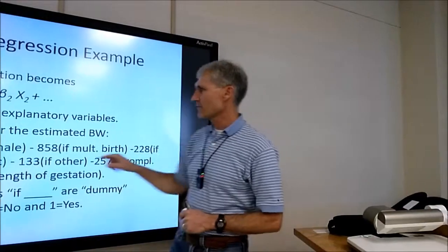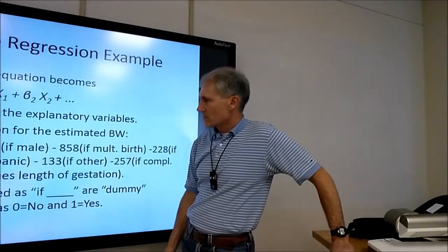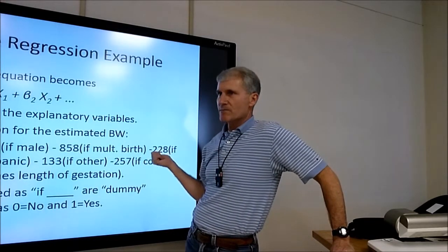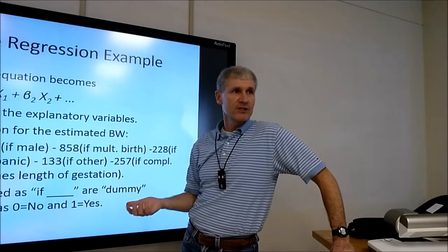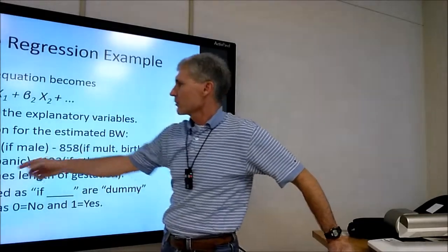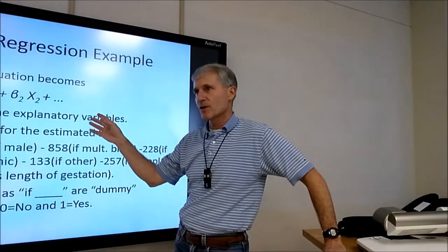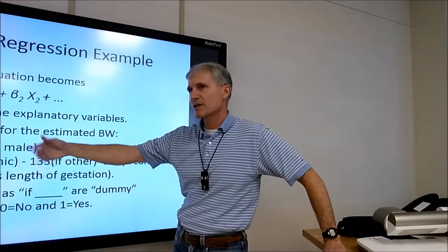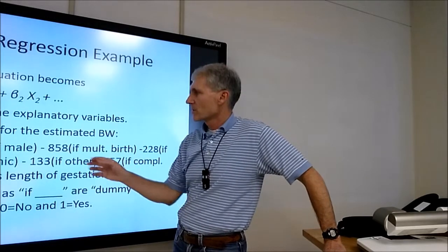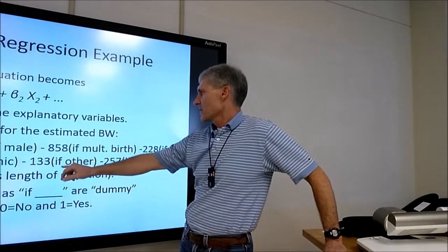Minus 228 if they're black. What does that tell you? That blacks are born small. Black babies are 228 grams lighter than white babies on average. Subtract 21 grams if Hispanic. Again, white is my reference group. So if they're a Hispanic baby, you're going to take 21 off. Now that's not very much, grams wise, right? So Hispanics and whites are much closer on average than blacks and whites.